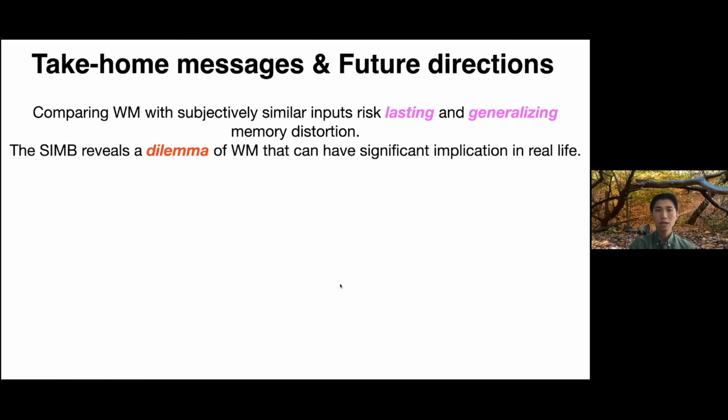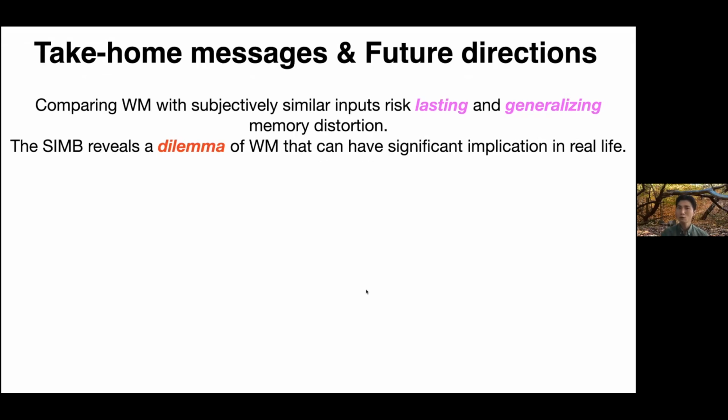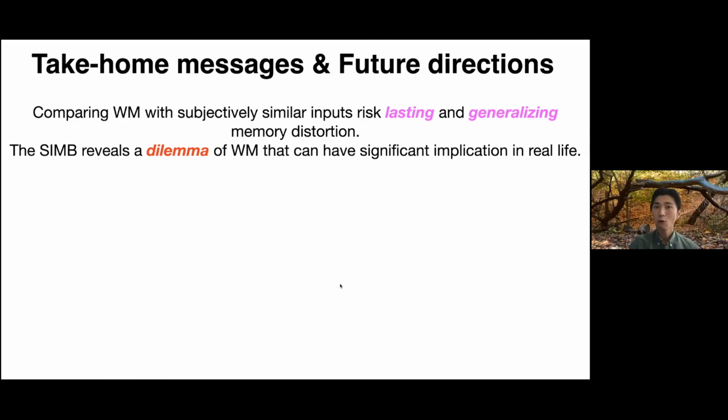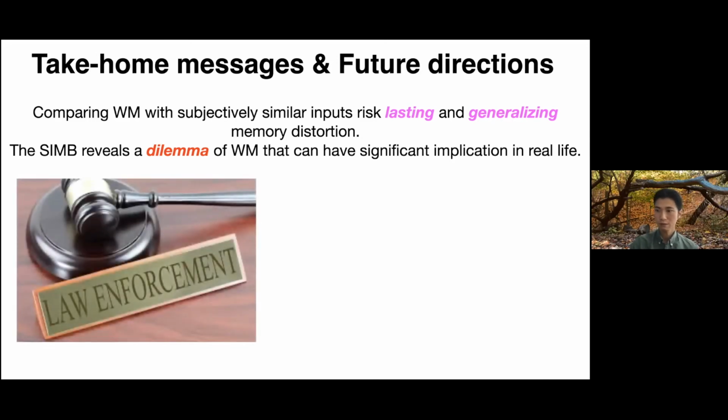We call this a dilemma of working memory because if you want to keep your memory accurate, it's best not to use it, right? But if you don't use the working memory, it defeats the whole purpose of working memory as a goal-directed memory system. Well, this has a significant implication in real life. For example, there are many cases in real life where we have to rely on the accuracy of memory representation, and to probe that information, we need to ask people to use it in a perceptual comparison.